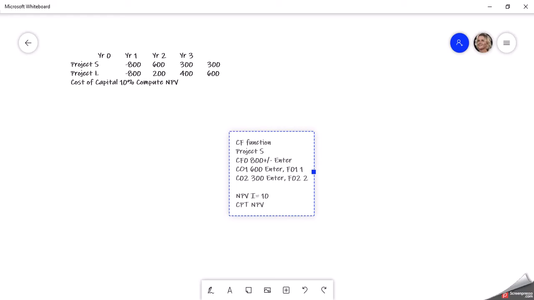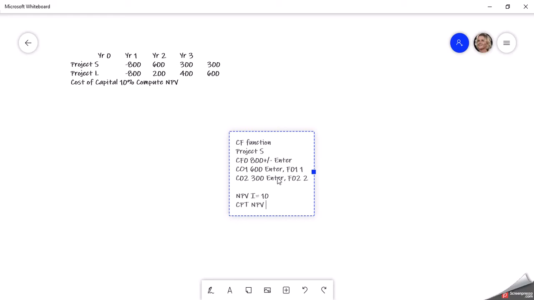So again, go into our calculators, 800, hit the plus or minus button to make it negative, hit enter, arrow down. Always know you got to arrow in between these functions or in between these fields. Then we get to the cash flow for year 1, hit 600, push enter. The frequency defaults to 1, so that's fine. Then 300 is our cash flow for year 2. That frequency is 2, hit enter.